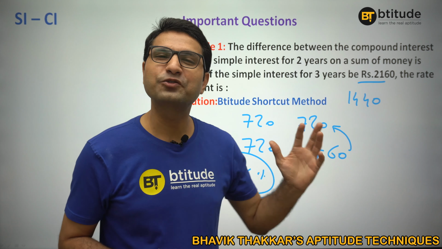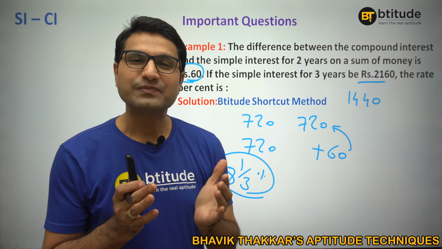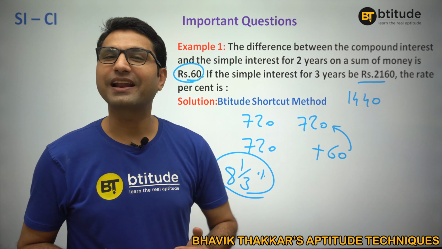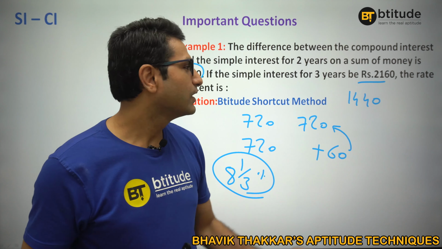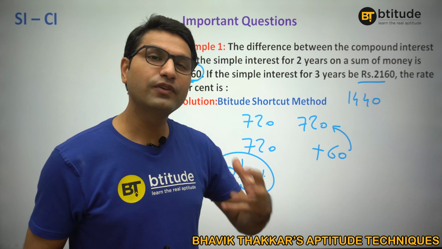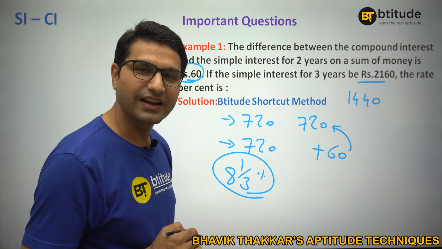Within 10 seconds, you can answer this question if you can think something like this. Again, I am repeating it. If you are good with your understanding of simple interest and compound interest system, you can actually understand that if 3 years the interest is 2160, that means every year you are getting 720. Just for the sake of understanding, I am writing every year I am getting 720, right?